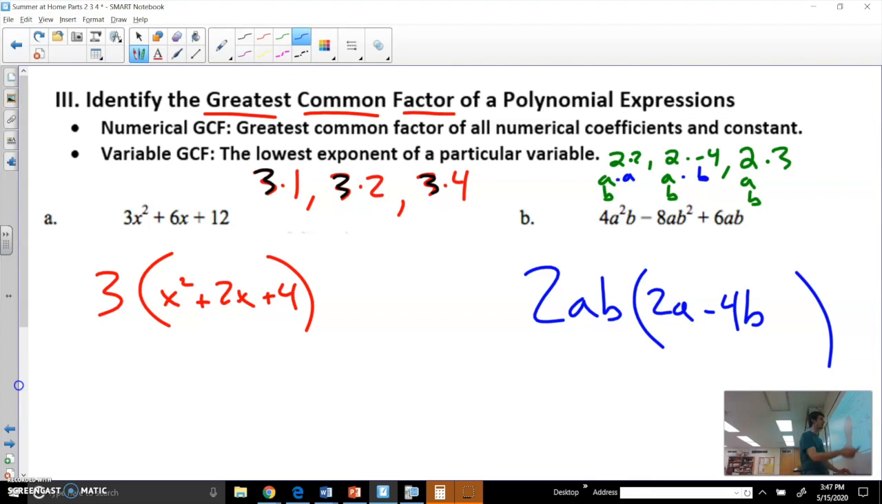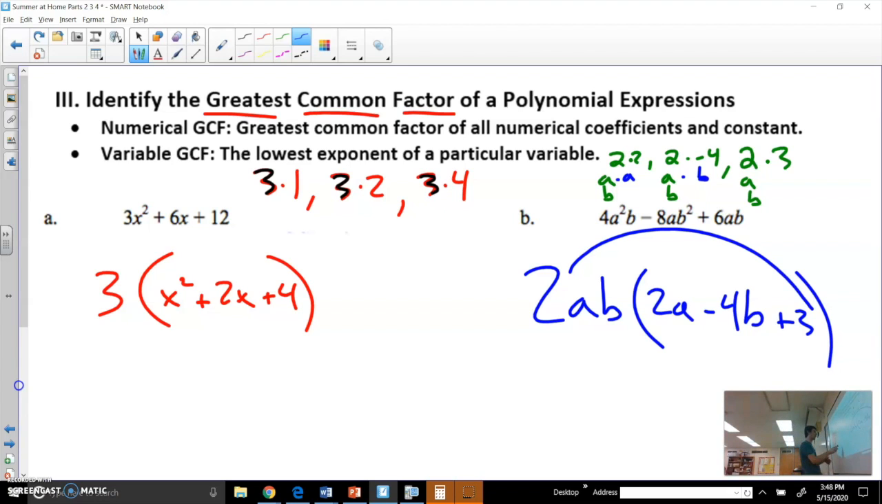Always check with multiplication. 2 times negative 4 is negative 8. A doesn't have a like term, but b and b makes b squared, and that's the exact term that you had in the middle. So the last one, let's divide 6ab by 2ab. And so 6 divided by 2 is 3. But for this one, the a's cancel, the b's cancel. We don't really need any a's or b's in the parenthesis with 3, and that's because when you distribute, you'll get exactly what you need. You'll get that 6ab out in the end.